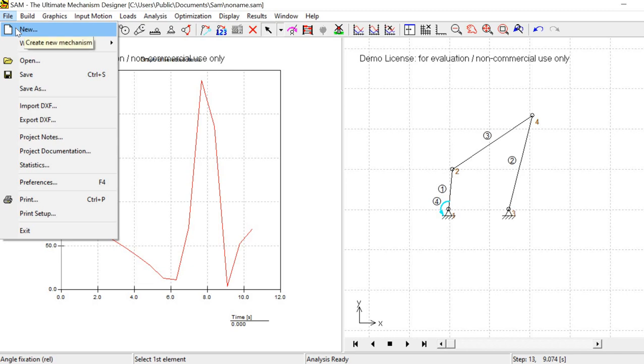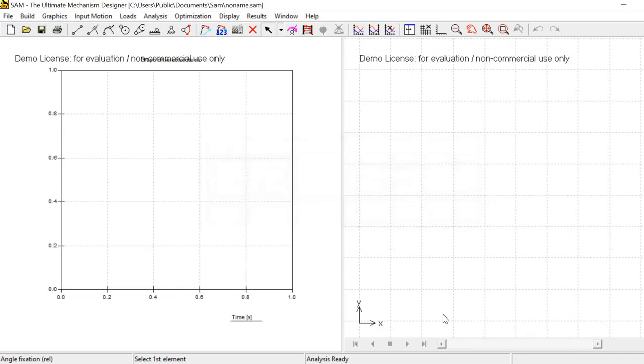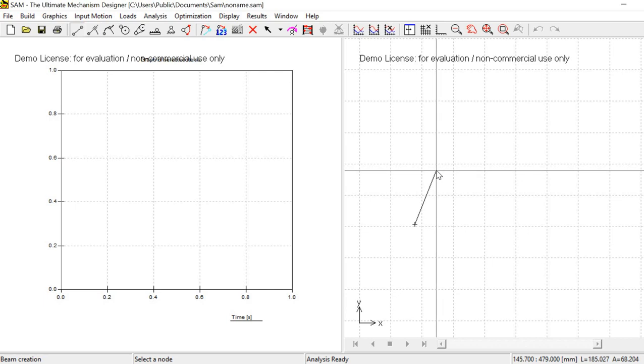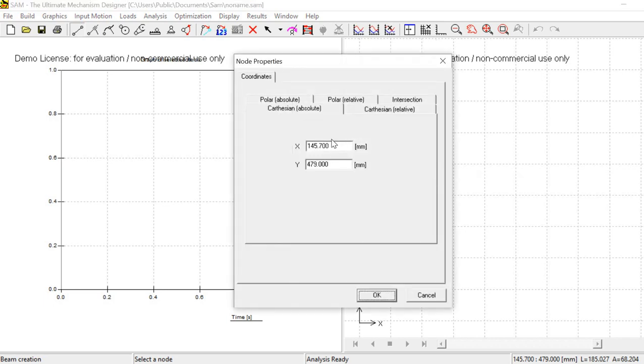After that just click New, and it appears like this. After that, click this one. So we are going to start with the link. I'm going to start from this point. You can start from any point, so I'm going to start from this point. After that, without clicking, press the space bar on your keyboard. If you press it, you will get this box.